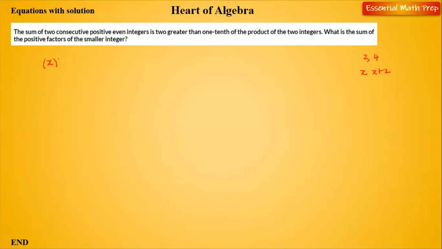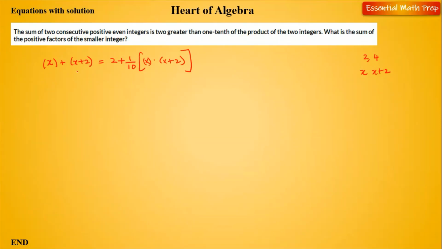So x plus x plus 2, okay? The sum of two consecutive positive even integers is 2 greater than 1/10 of the product of these two integers. So x plus x, right? 1/10 of the product of the two integers. So x times x plus 2, right? Let's keep all of these in as many brackets as possible, right?